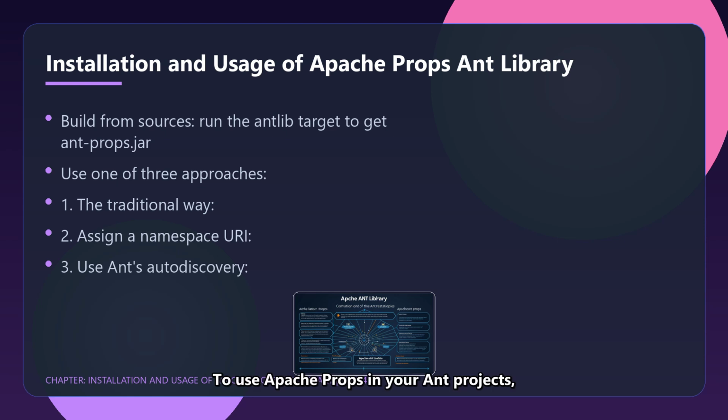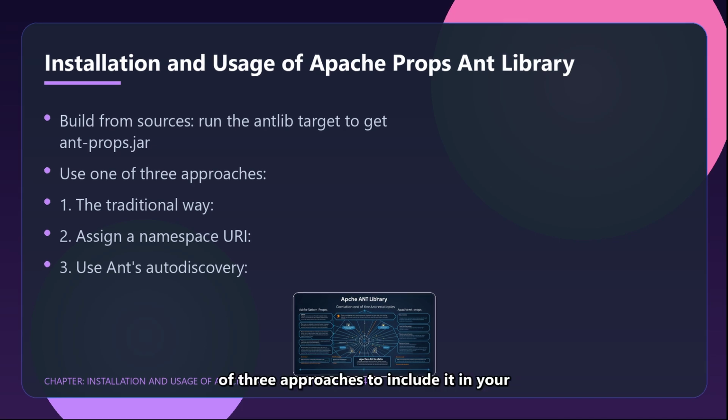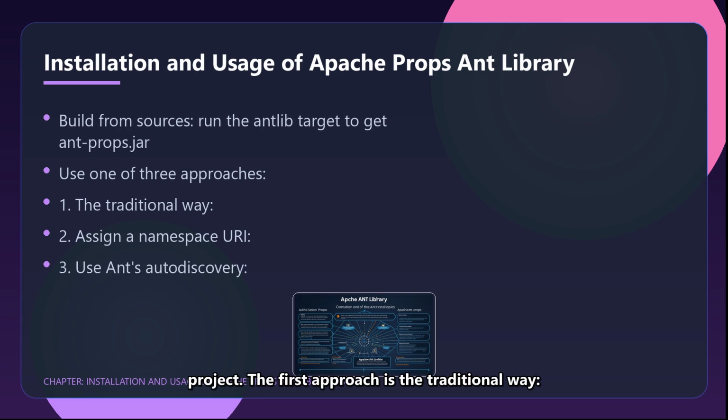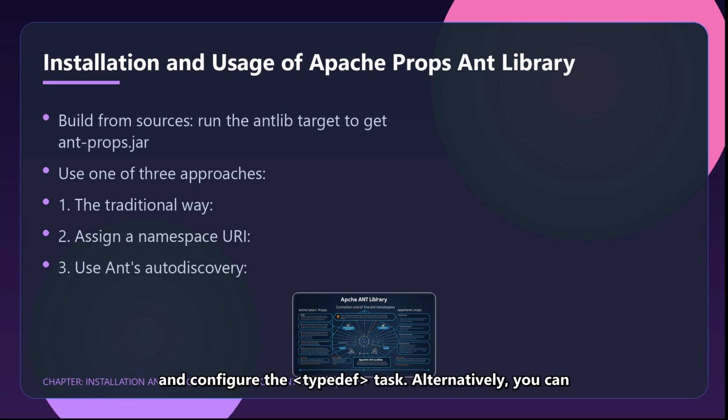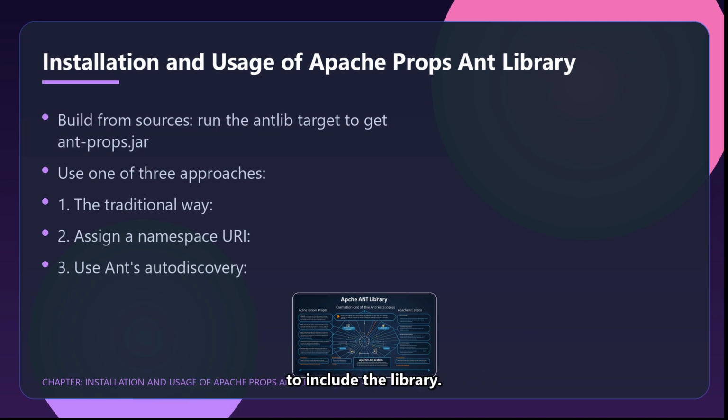To use Apache Props in your Ant projects, you can either build the library from source or download the pre-built jar file. Once you have the jar file, you can use one of three approaches to include it in your project. The first approach is the traditional way. Simply add the antprops.jar file to your class path and configure the typedef task. Alternatively, you can assign a namespace URI or use Ant's auto-discovery to include the library.